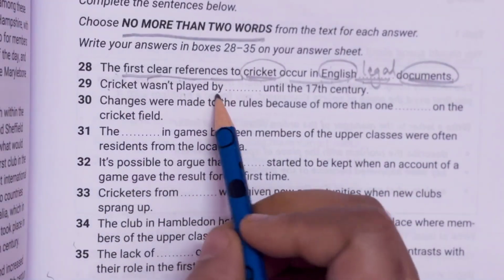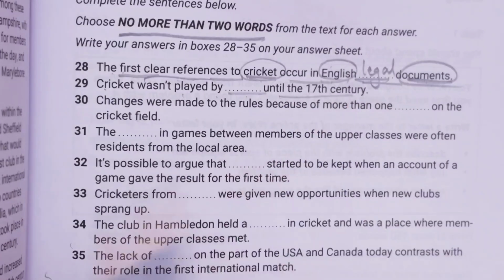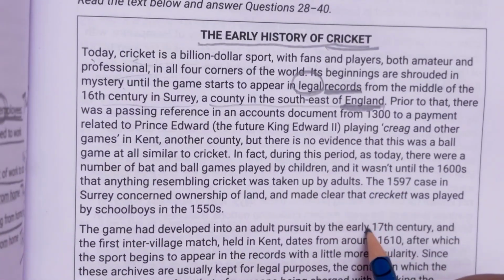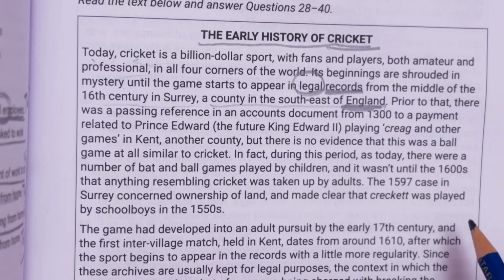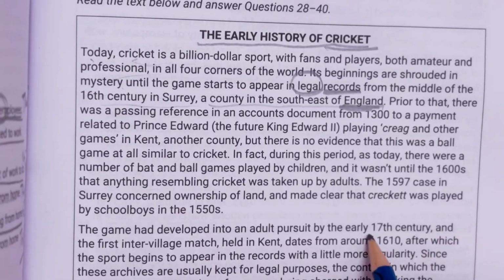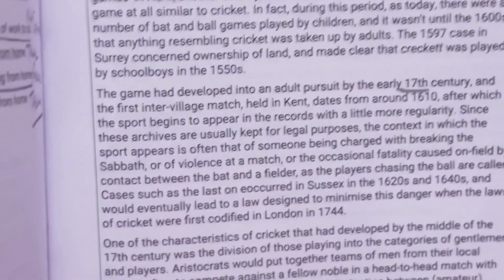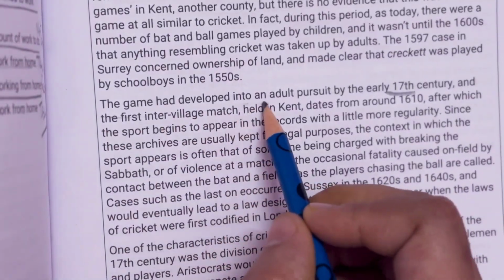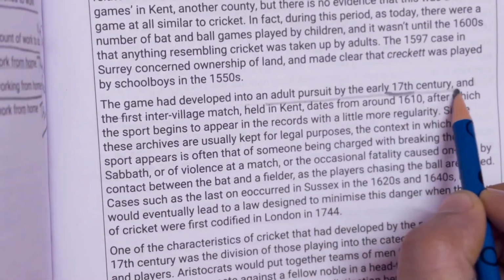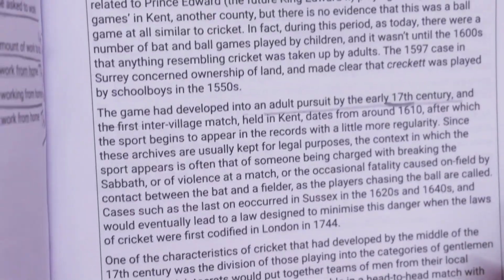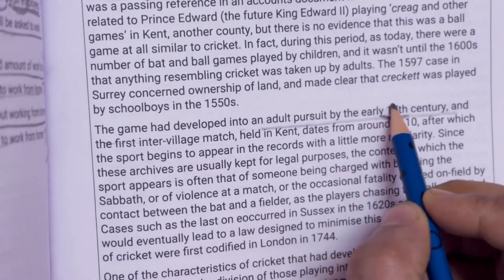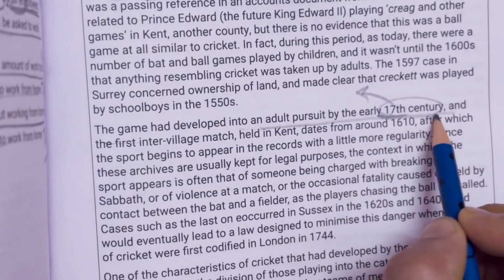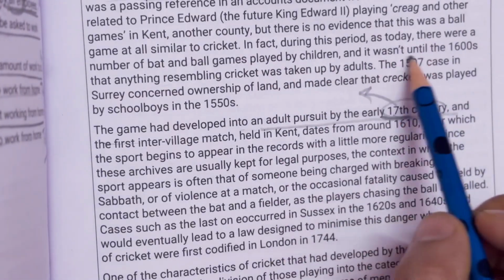Cricket wasn't played by dash until the 17th century. Played by whom? 17th century, so it is here. Let's go to the next paragraph. The game had developed into an adult pursuit by early 17th century. Okay, then this means we have to go back a little to see what kind of people played the game before the 17th century. So we'll read it maybe from here.